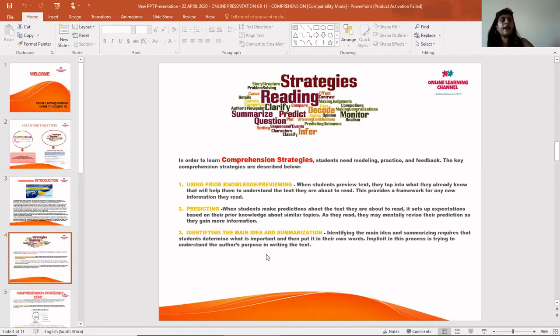Number 3, identifying the main idea and summarization. Identifying the main idea and summarizing requires that learners determine what is important and then put it into their own words. Implicit in this process is trying to understand the author's purpose in writing the text.